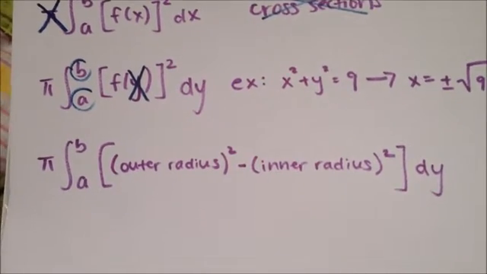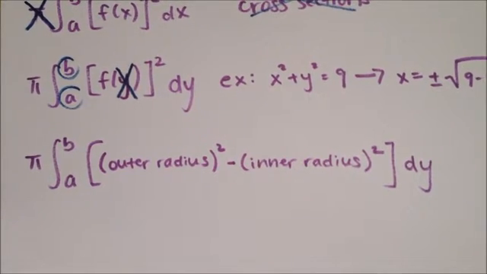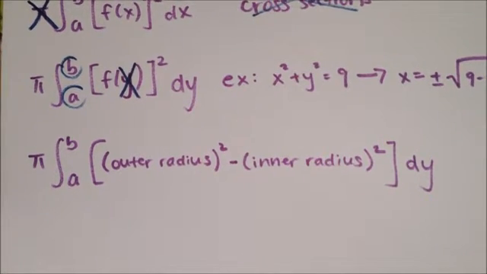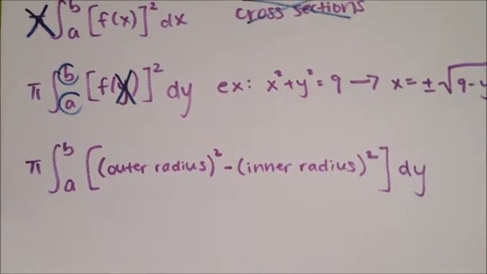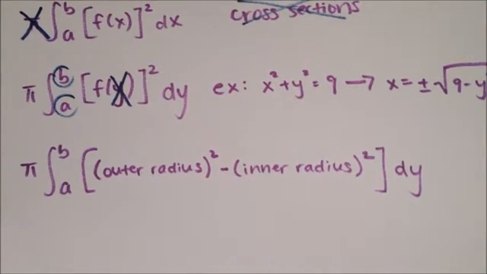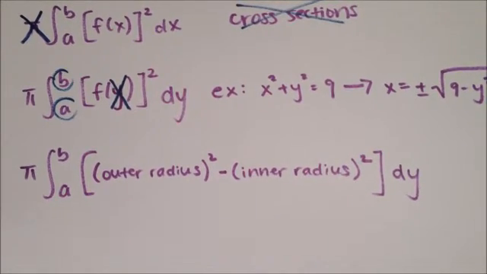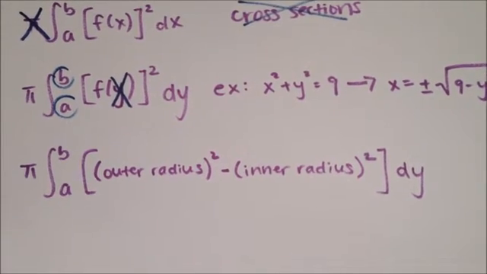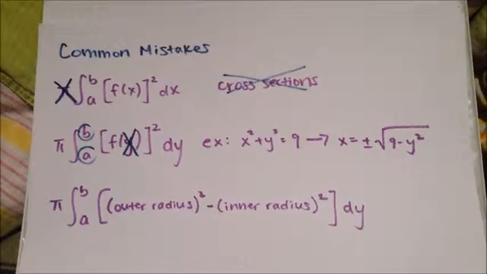And the last common mistake is forgetting to take away the area of the inside part of a washer. So the volume equation for a washer would be outer radius squared minus inner radius squared. So it's really easy to forget that each part is squared. A lot of people do outer radius minus inner radius all squared, or just forget to take away the area of the inner radius in general. So yeah, definitely watch out for these common mistakes.